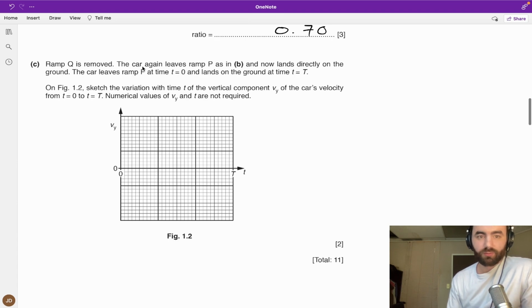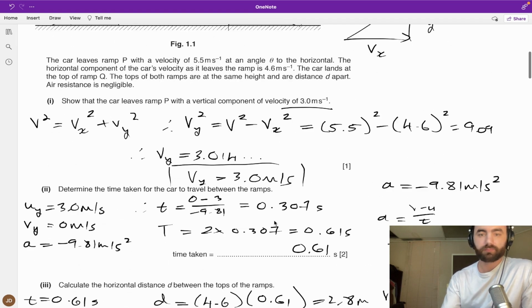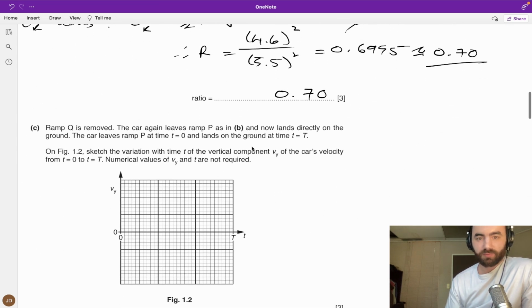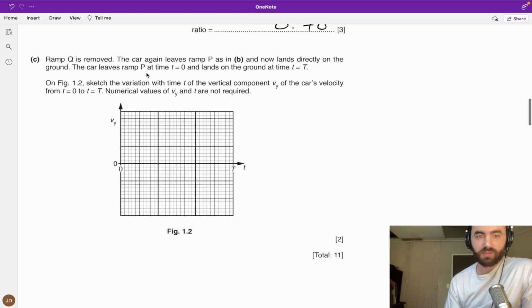The ramp Q is removed. So they remove this ramp. The car leaves P as in B and now lands directly on the ground. So, okay, at time T equals 0, it leaves P and it hits the ground at T.